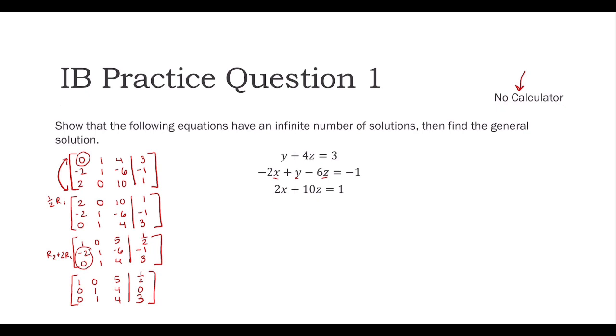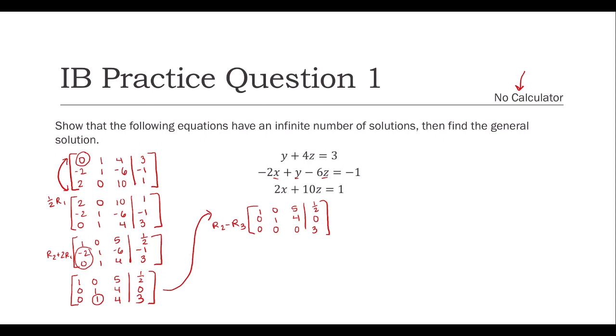So now we need to take this 1 in the second column, third row, and turn that into a 0. So to simplify, we're going to take row 2 minus row 3. So we have 1, 0, 5, 1/2. And then we have 0, 1, 4, 0. And then 0 minus 0 is 0. 1 minus 1 is 0. 4 minus 4 is 0. 3 minus 0 is 3.